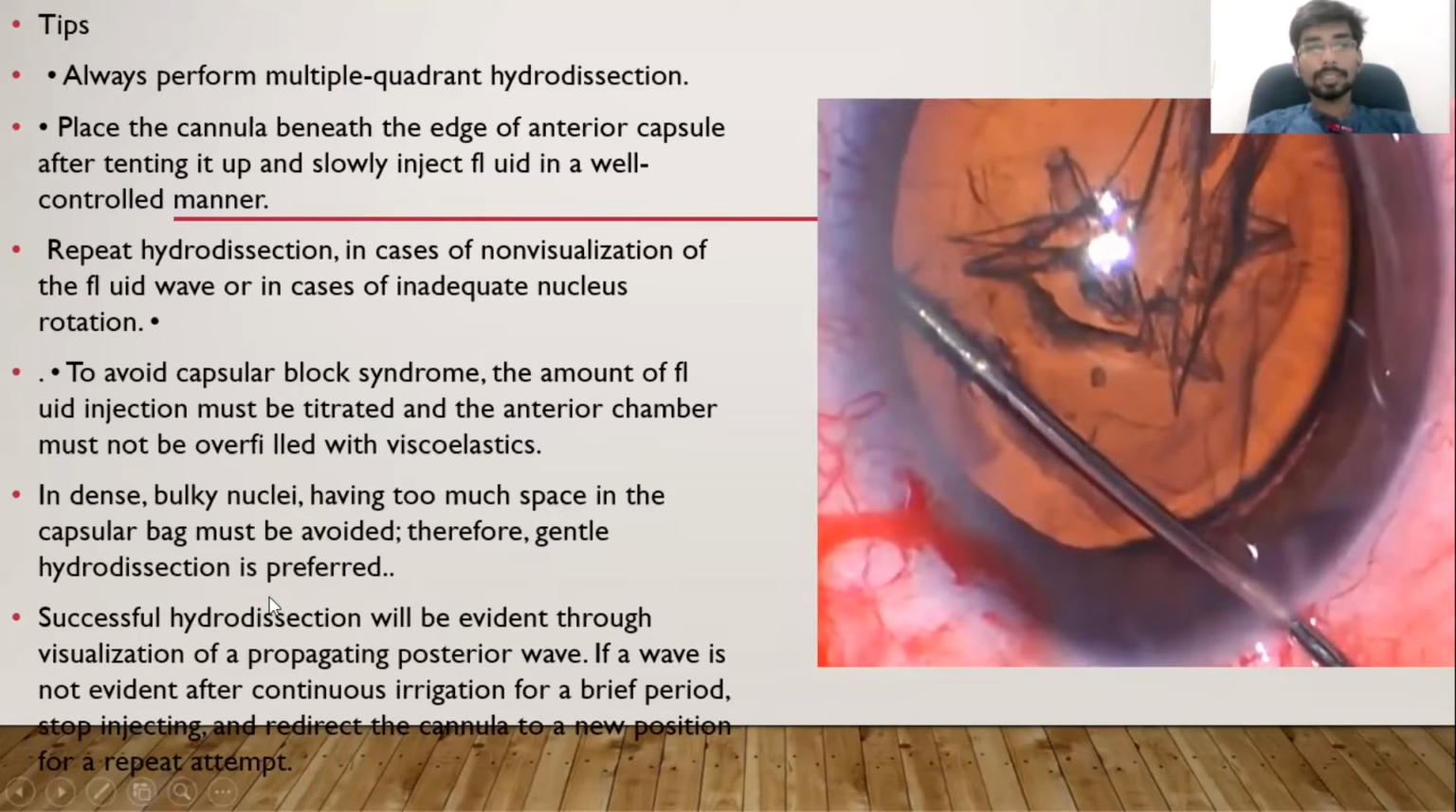Successful hydrodissection will be evident through visualization of a propagating posterior wave. If the wave is not evident after continuous irrigation for a brief period, stop injecting and redirect the cannula into a new position for a repeat attempt.